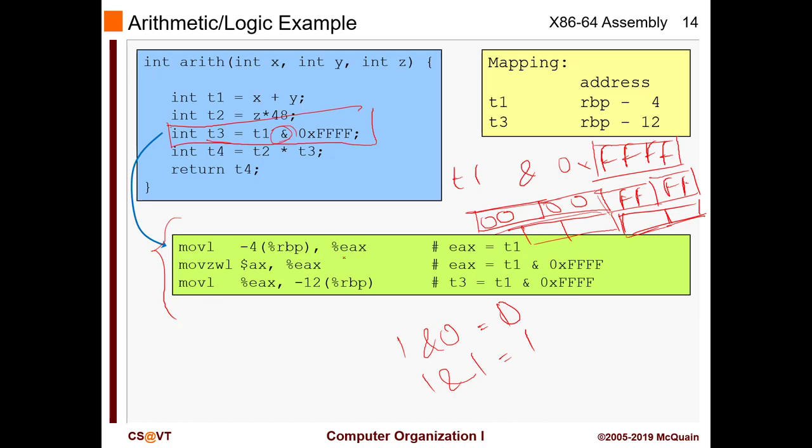So let's see the assembly equivalent of it. We take the value and put it into EAX, because T1 was stored in RBP-4. So we are basically getting this. Then we are using a command called movzwl. We'll see what that means. Over here, this operation is actually being done. We'll see how it's done. And then we take that value and put it inside RBP-12, which was the memory location of T3. So we did this part like this. There is some sort of optimization down here.